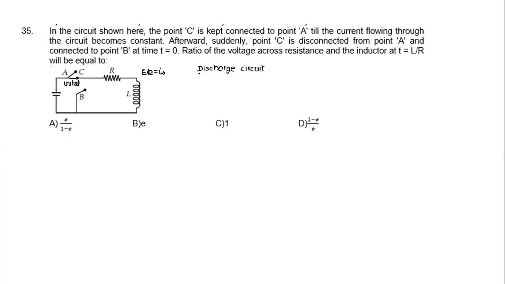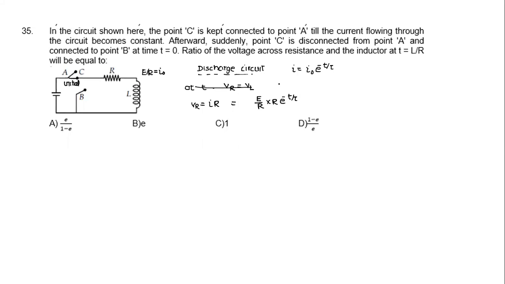In case of a discharge circuit, only one thing we need to know: that current as a function of time is equal to the initial current times e raised to the power minus t by tau. That's the case here. So what we need to find is when the voltages across resistance and inductor are equal. Let these two voltages become equal at time t, so at time t, VR is equal to VL. Let's find VR and VL. What is VR? VR is I at time t into R. So that will be equal to I naught, which is E by R, into R, e raised to the power minus t by tau.